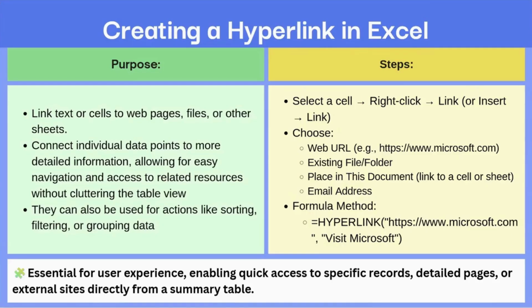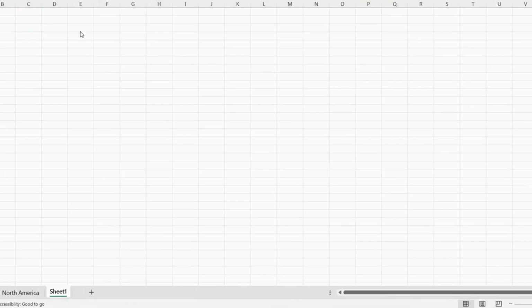Next, creating a hyperlink in Excel. Why do we even need a hyperlink? It could be used to access specific records or pages, external sites even, and it allows easy navigation and access to all of our related resources without cluttering the entire view. And we can either enter URLs or existing files as links, even place email addresses.